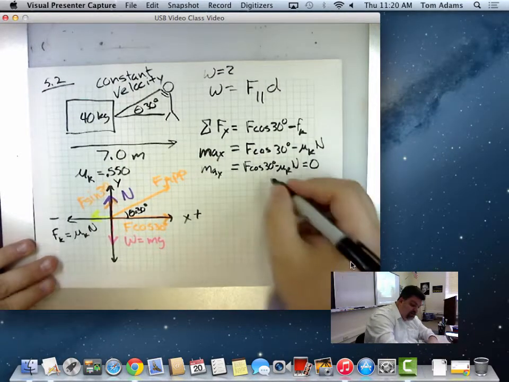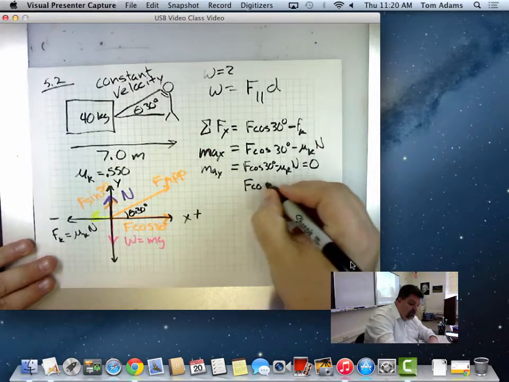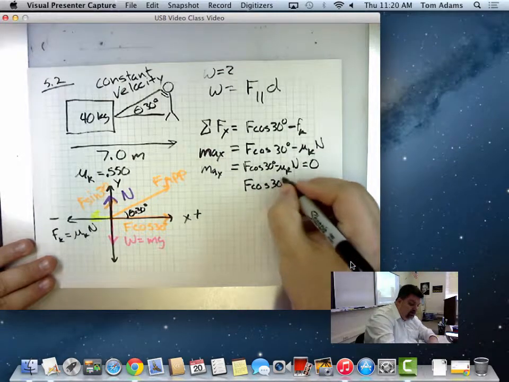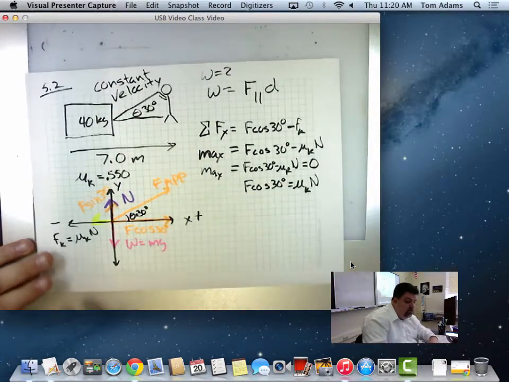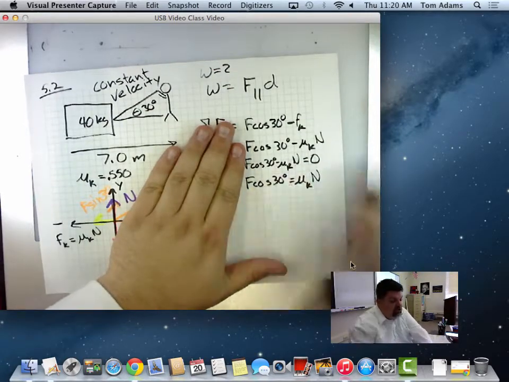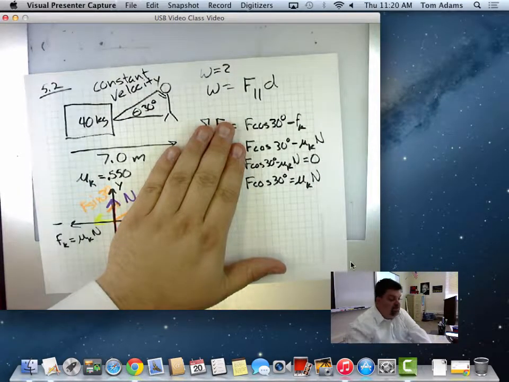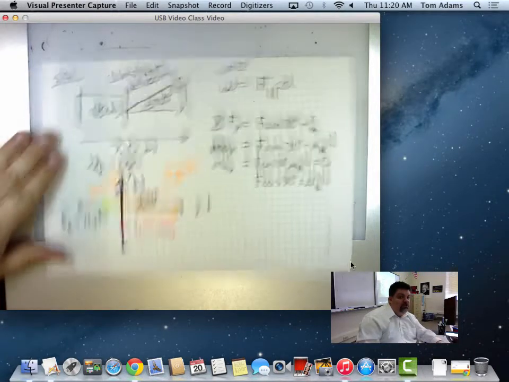So what we find is when we set this equal to 0, F cosine of 30 degrees is actually equal to mu sub k times the normal, right? If I just look at this and move mu sub k times the normal to the other side, I'll get that. Now we really need to put our thinking caps on. I'm going to pause right here and ask you guys, do you have any questions so far?